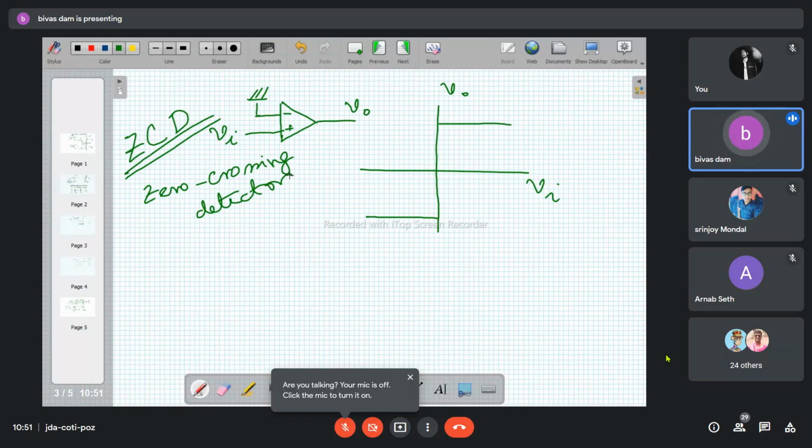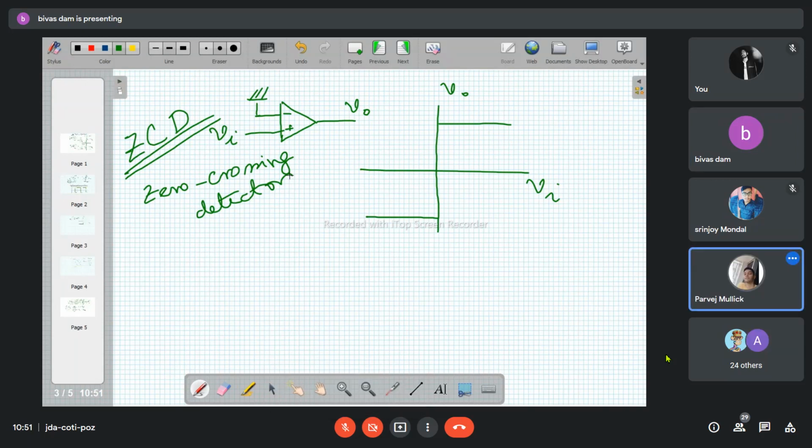Now, if my VI is one sine wave, what will be the nature of the output? Square wave. The output will have only two levels, so that will be nothing but one square wave. And what will be the duty ratio if the input is a pure AC sine wave?